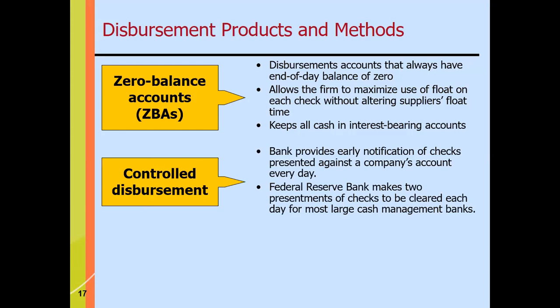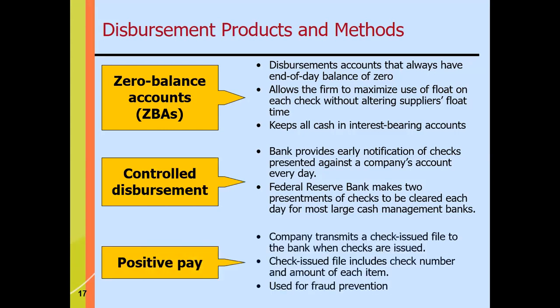So there's really a daily update of that. In the US, the Federal Reserve Bank makes 2 presentments of checks to be cleared each day for most large cash management banks. That's the control there. Another one is positive pay. The company transmits a check issued file to the bank when checks are issued. The check issued file includes the check number and amount of each item.